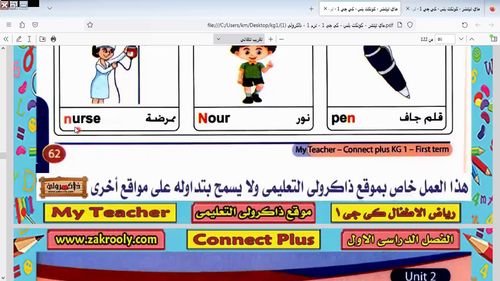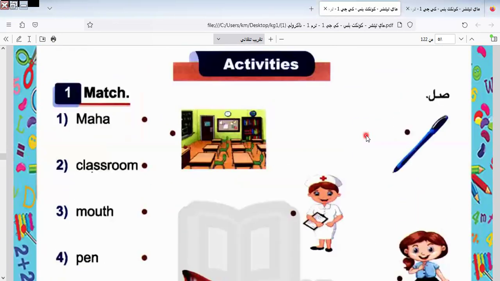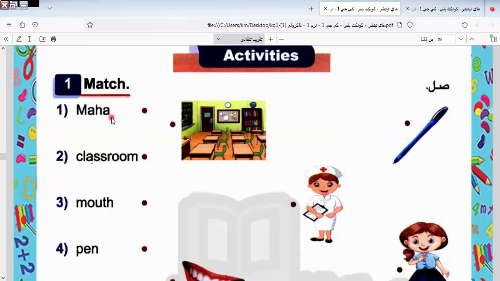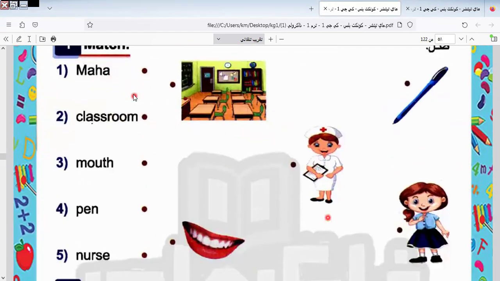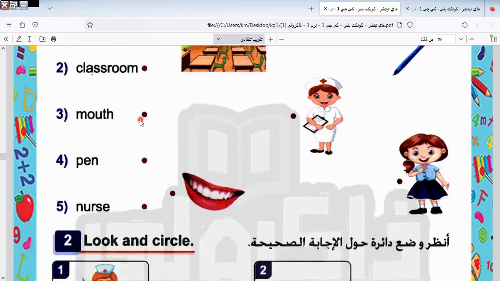Okay, here we have nurse, Noor, and Bin. Let's answer this exercise together. Maha, which one is Maha? This one by this one. This is Maha. Classroom, what is the classroom here? This one by this one. Mouse, this one by this one. Pin, this one by this one. Bin, this one by this one. Nurse, this one by this one. I select number 5.